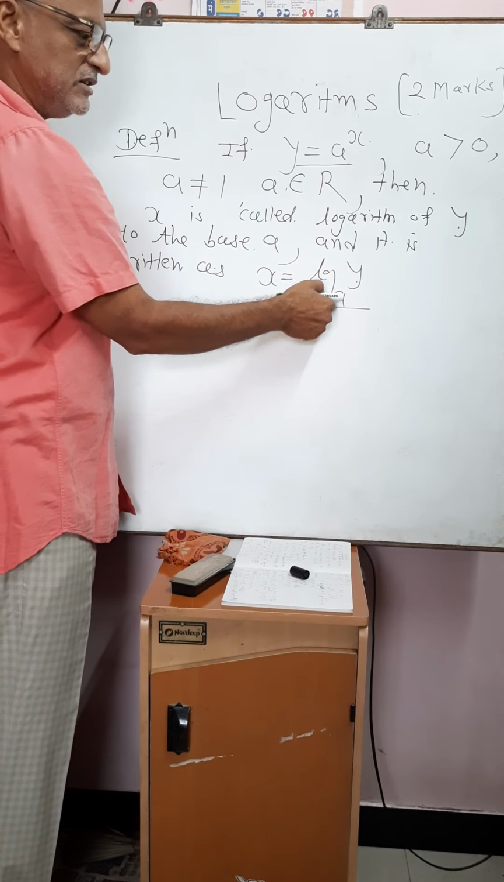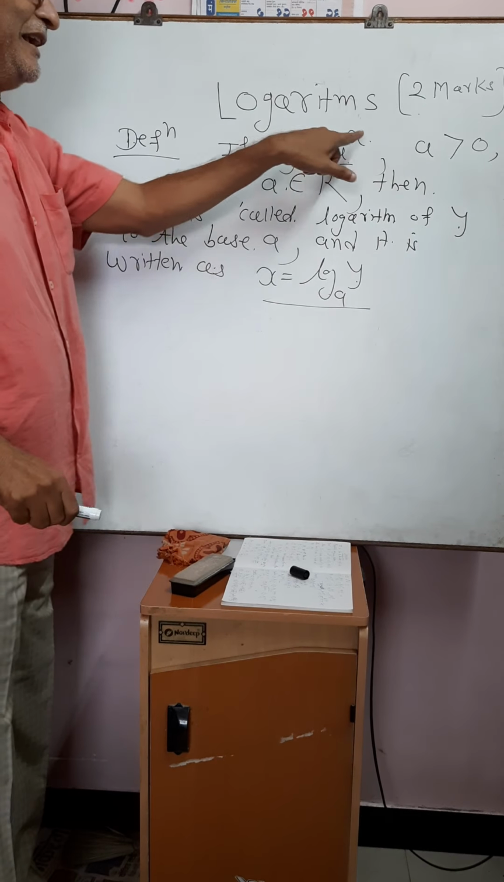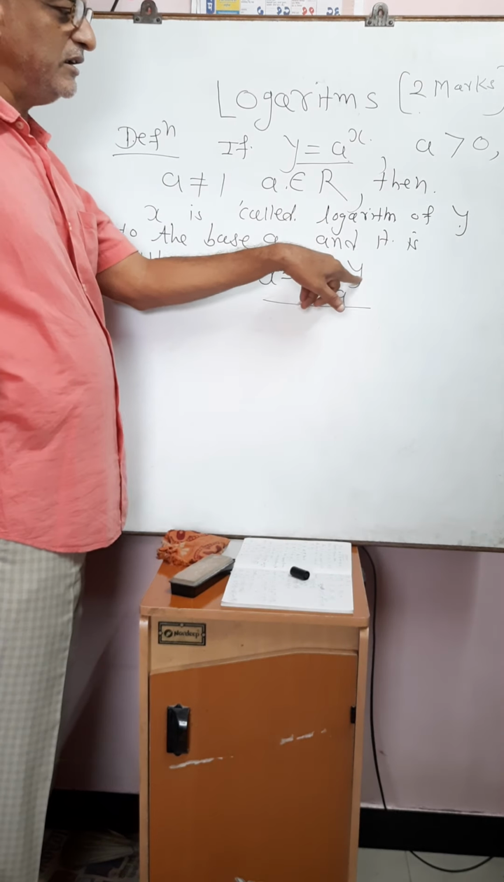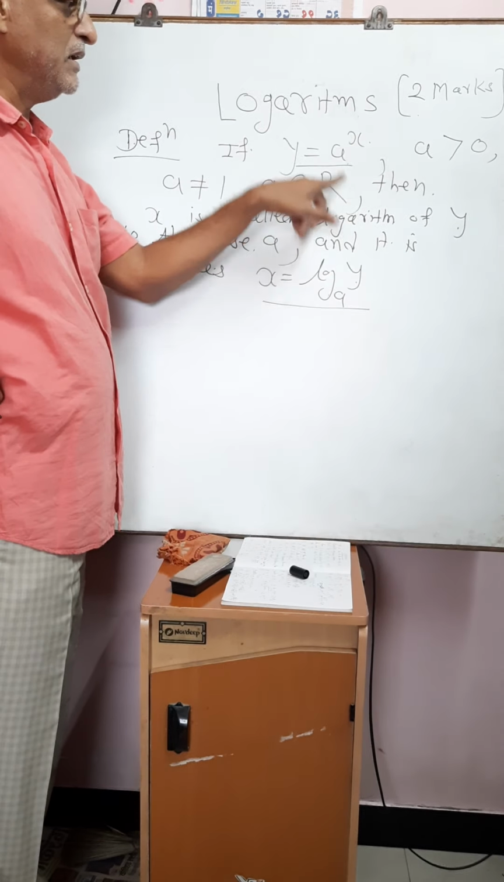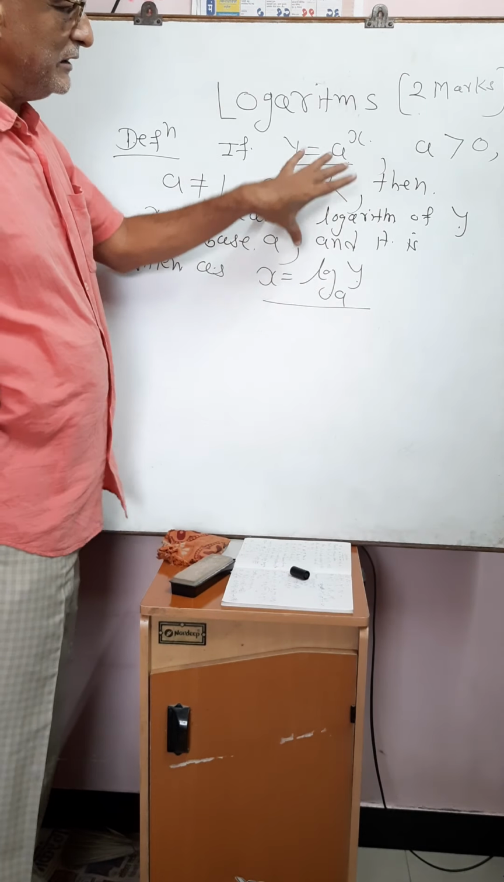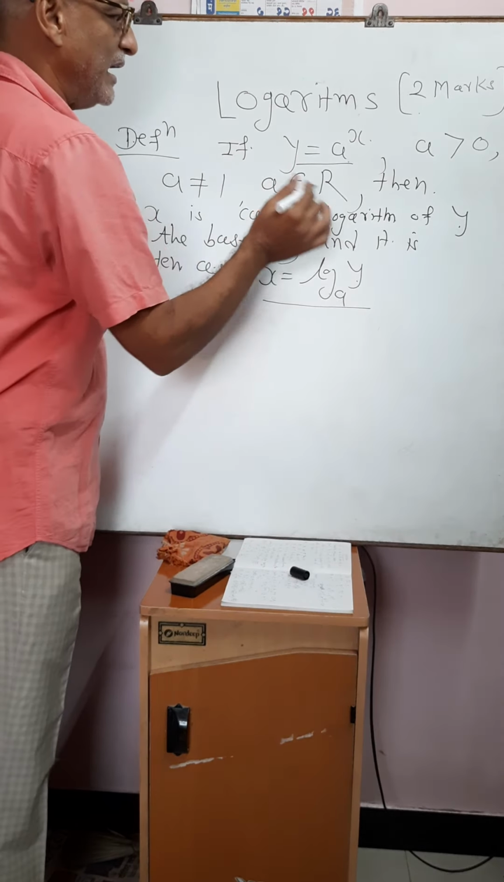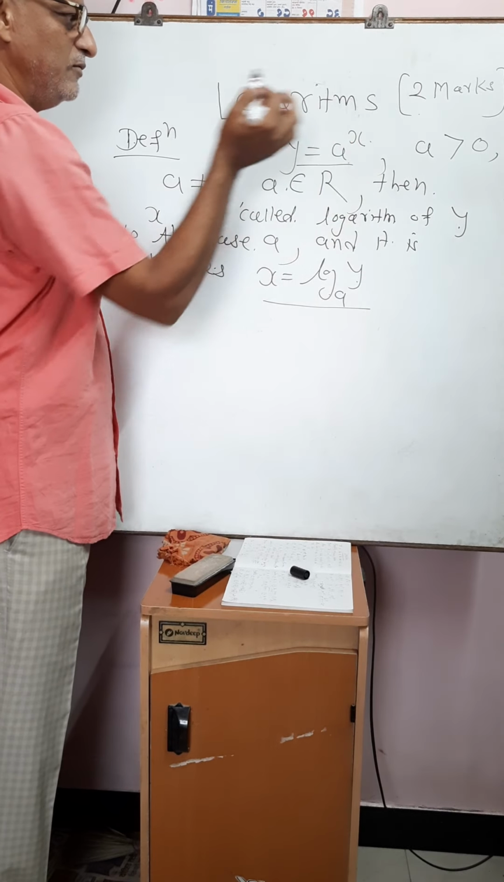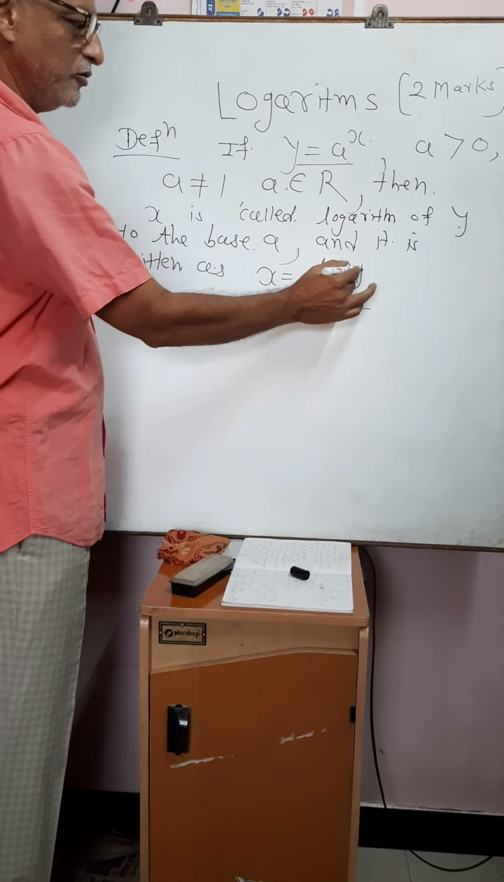Here base a. Then what changed? The index goes to the other side, and the other side goes to the index in the logarithmic form. So here y equals to a raised to x and x equals to log of y to the base a. I repeat again, this form is called the exponential form and this form is called the logarithmic form.